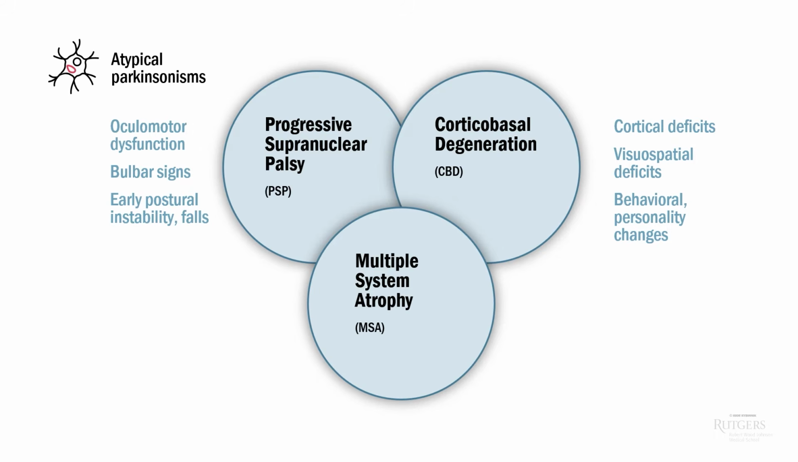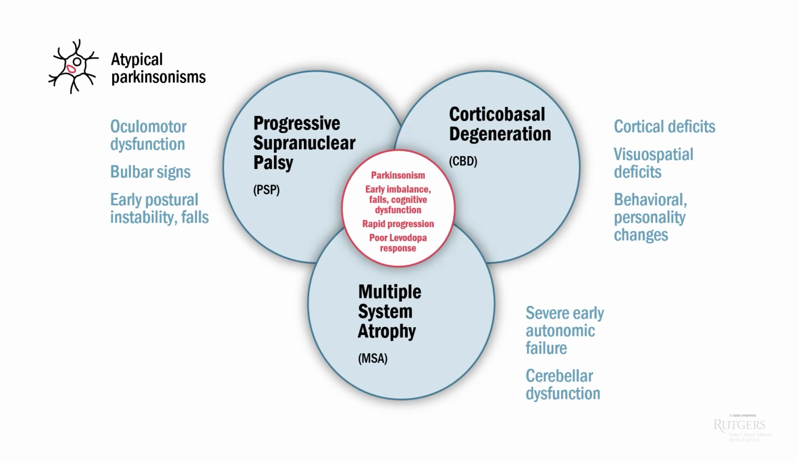Degenerate the central autonomic system, and you get severe early autonomic failure with urinary dysfunction, orthostatic hypotension, and decreased sweating. Add atrophy of the cerebellar pathways, and that's called multiple system atrophy. As you can see, Parkinson's disease and the atypical Parkinsonisms share the same symptoms. It's the timing of the symptoms that's different.